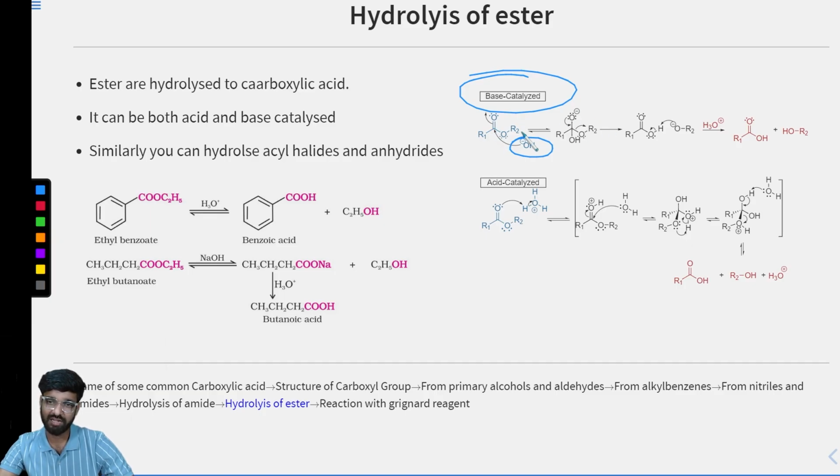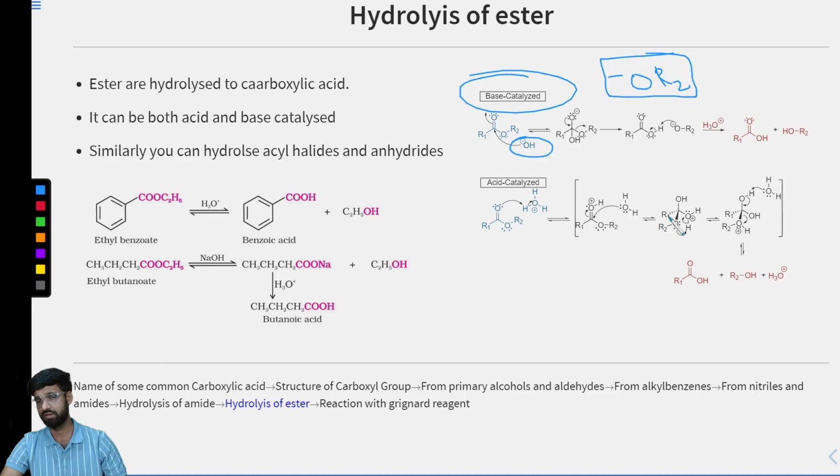The pi bond between the carbon and oxygen will go to oxygen and resonate back to kick out this OR2 minus, sorry, R2O minus group. It is very important to notice here that this is a very good leaving group, so it will be kicked out. Now this R2O minus will take one H from here, and that would result in this thing.